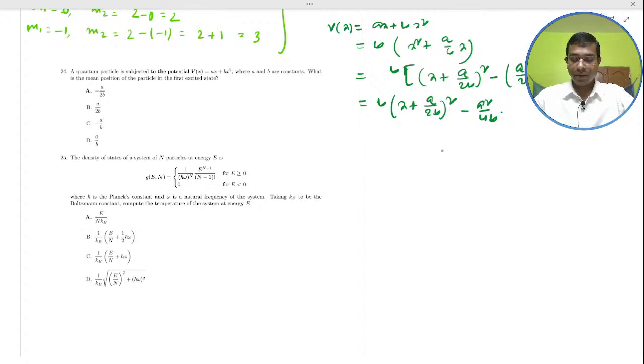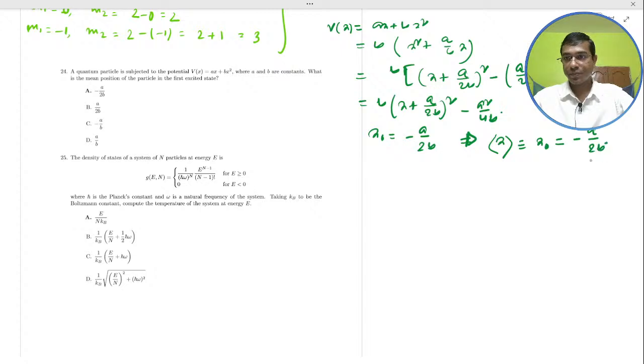The potential can be interpreted as a harmonic oscillator potential. The interpreted potential has x naught, given by minus a by 2b. So the mean position is basically shifted. The mean position, basically the interpreted position, this is x naught, which becomes minus a by twice b. Option A is correct. Next question.